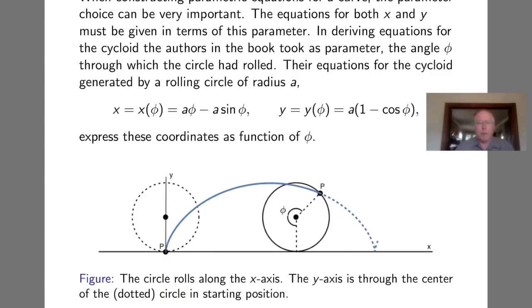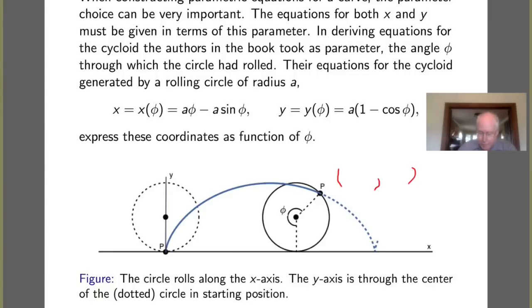When constructing parametric equations for a curve, the choice of parameter is often very important. When they derived the parametric equation for the cycloid in the textbook, they used as parameter the angle phi through which the circle is rolled. The goal is to find equations for the coordinates of the point P, and those equations were expressed as a function of the angle phi through which the circle has rolled.